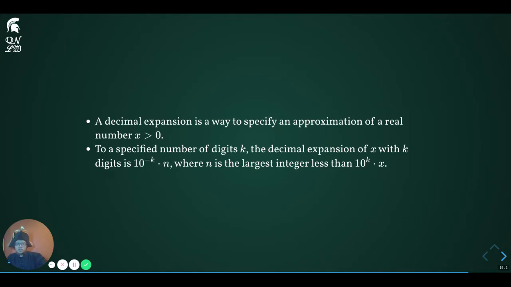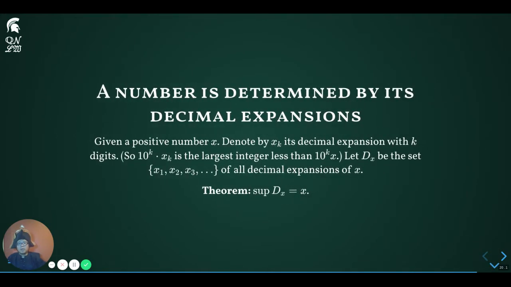The integer n is chosen so that it is the largest integer less than 10 to the k times x. By the Archimedean property variant we talked about before, this means that for any number of digits k, there is in fact a way of specifying this integer n and hence the decimal expansion with k digits. Our description in the previous slide provides already a way to define the decimal expansion up to k digits for any degree of accuracy we want.